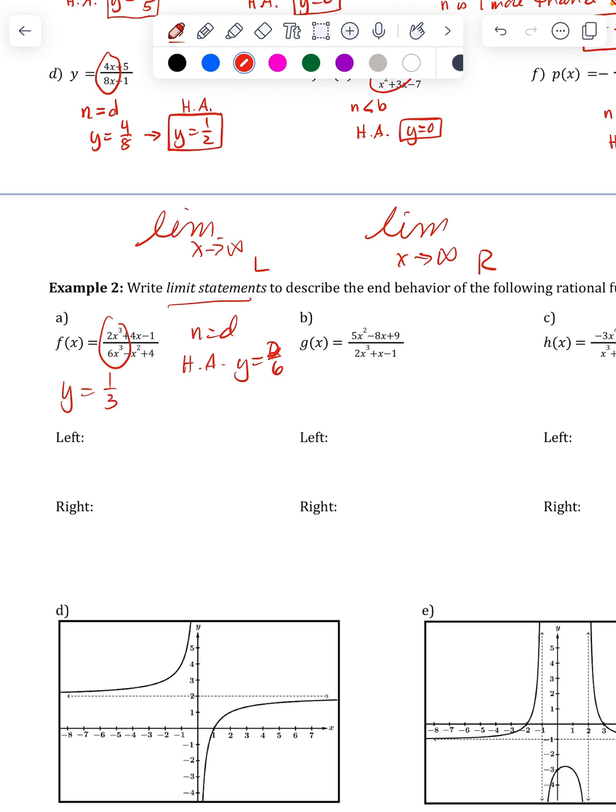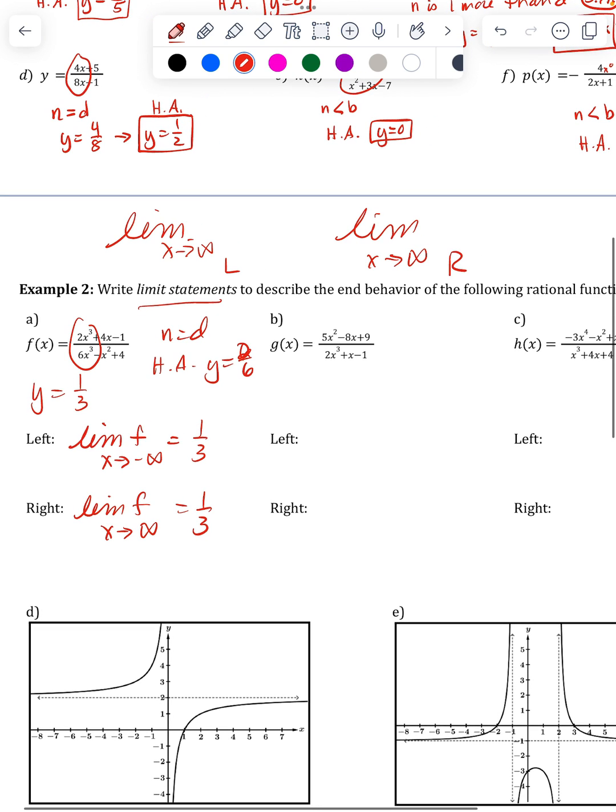And if you have a horizontal asymptote, that's what the ends will go towards. So the limit of this function as x goes to negative infinity for the left is 1/3. And the limit of this function as x approaches positive infinity is 1/3 as well. In the middle, the top is less than the bottom degree. And so I have a horizontal asymptote at y equals 0.